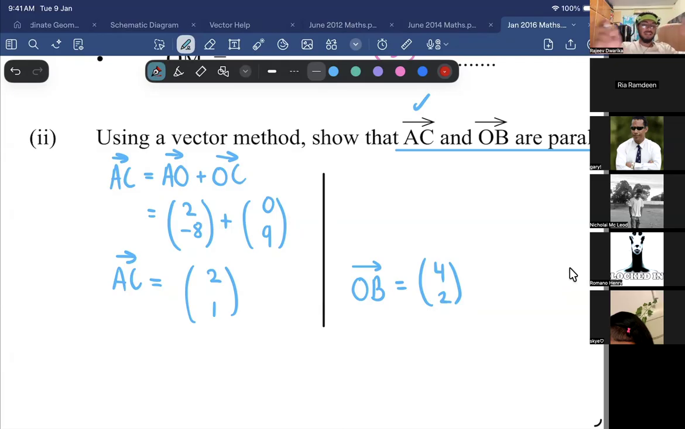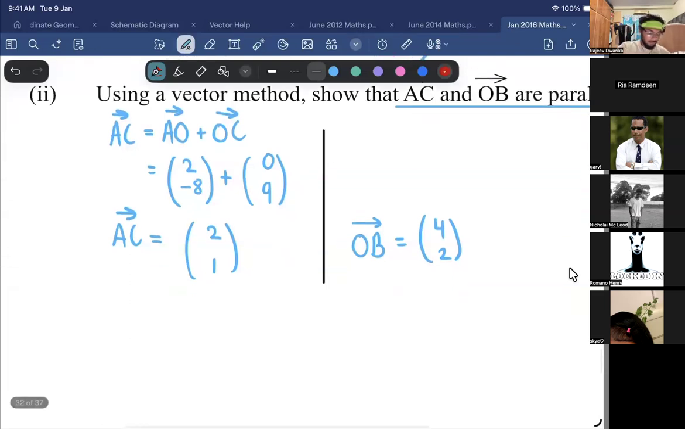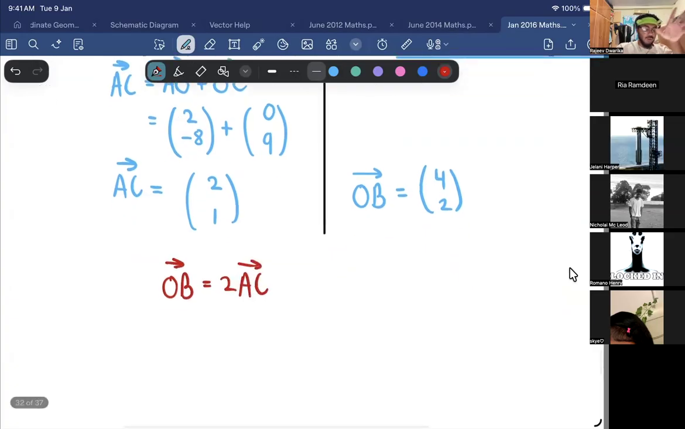But Nikolai, do you see any link between AC and OB? Yes, sir. How are these vectors related? You had to write a statement for me, so you had to say this vector is equal to what times this vector. OB is equal to 2 times AC. Let me know if you're seeing it now. Yes, sir. And how could I show this is true? How could I verify that?